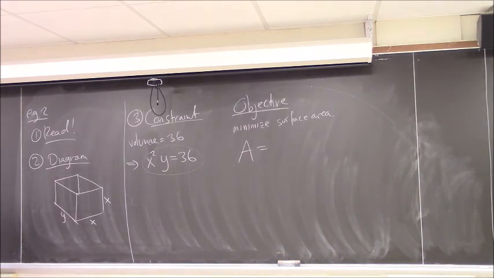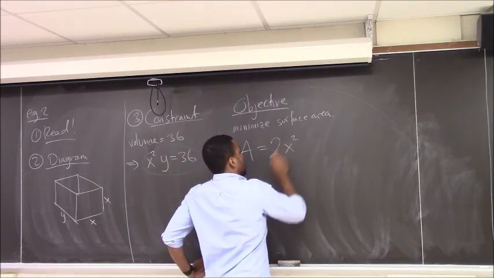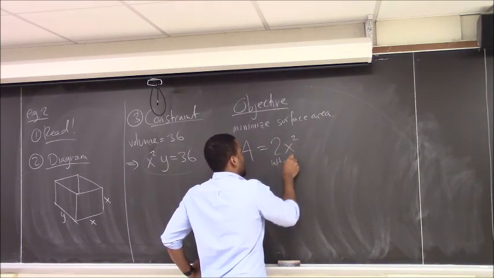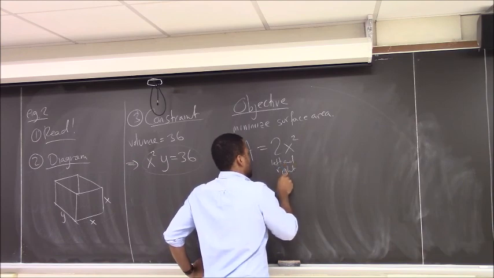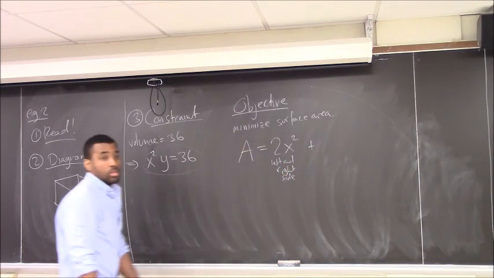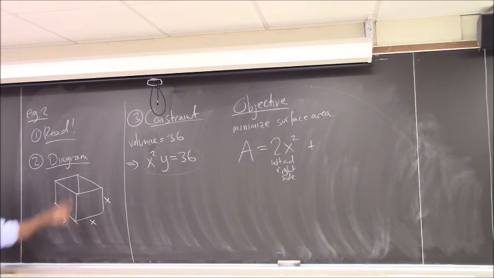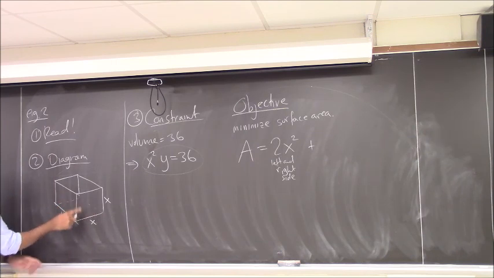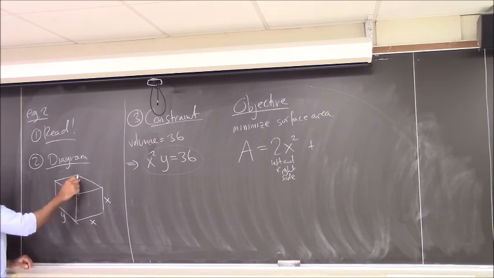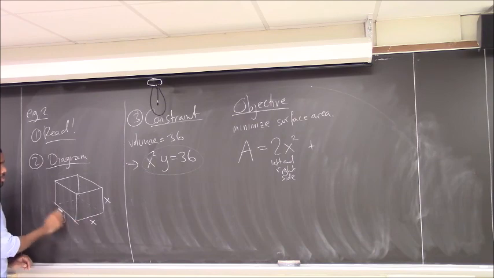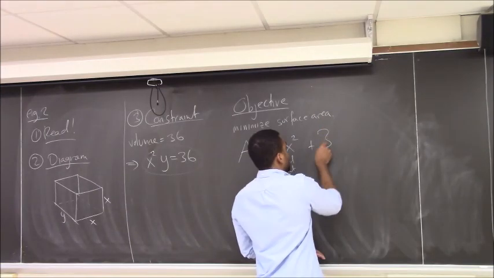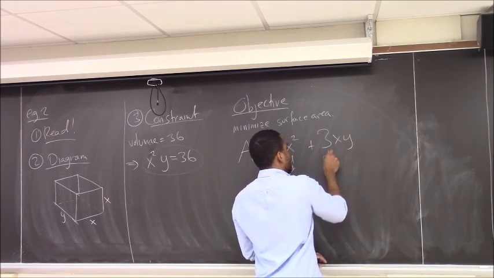XY plus 4xy plus 2x squared. Well, we have 2x squared, right? And that's for the left and the right. Oh, but there's plus 3xy, right, there's no top. So there's 1, 2, and the bottom. So there's 3 other sides, and the area of this side is x times y, the area of the back, x times y, the area of the base, x times y. So it's 3xy, and this is for the other 3 sides.